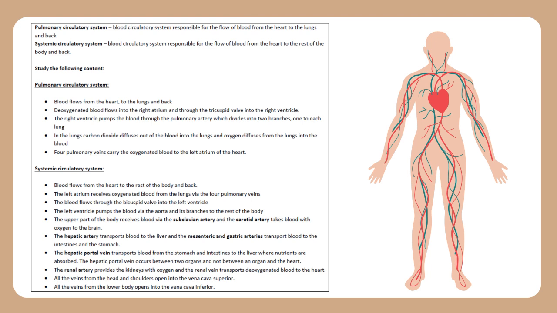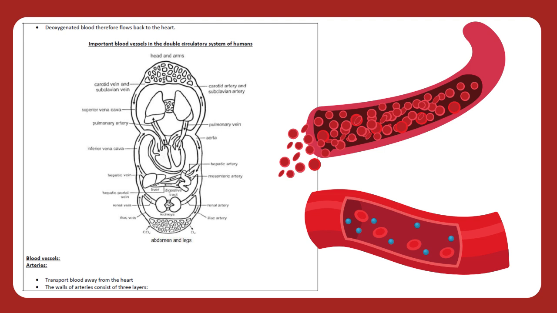The renal artery provides the kidneys with oxygen, and the renal vein transports deoxygenated blood to the heart. All the veins from the head and shoulders open into the vena cava superior. All the veins from the lower body open into the vena cava inferior. Deoxygenated blood therefore flows back to the heart. Important blood vessels in the double circulatory system of humans.